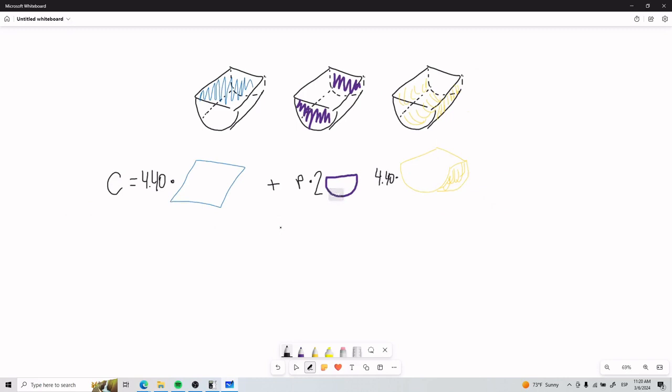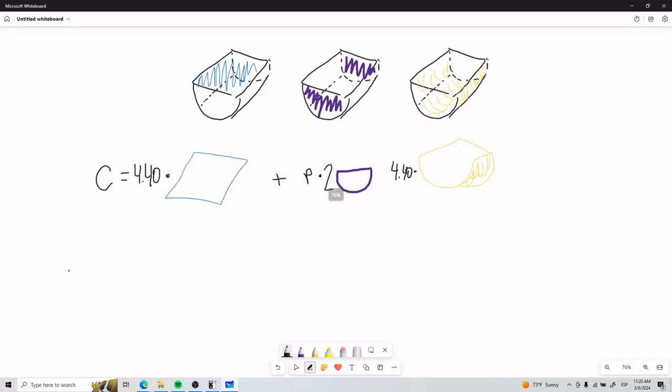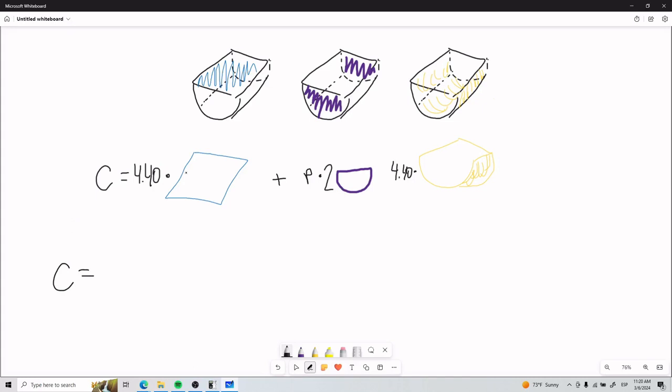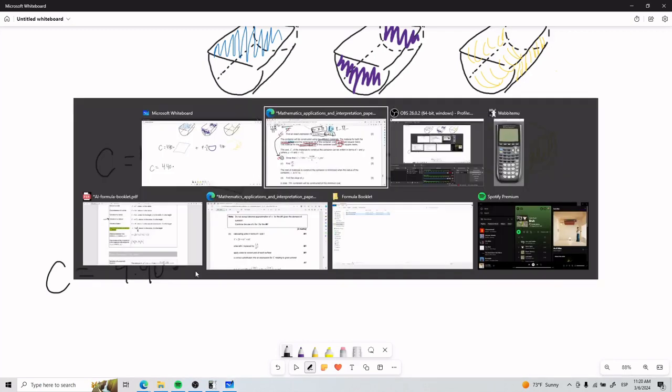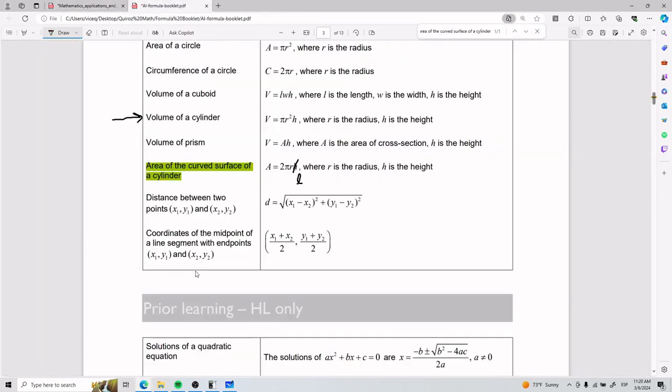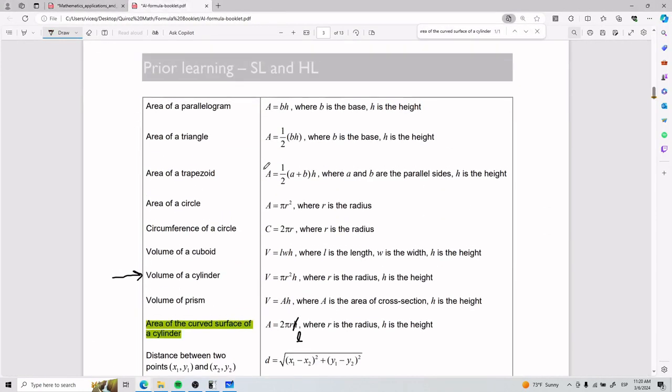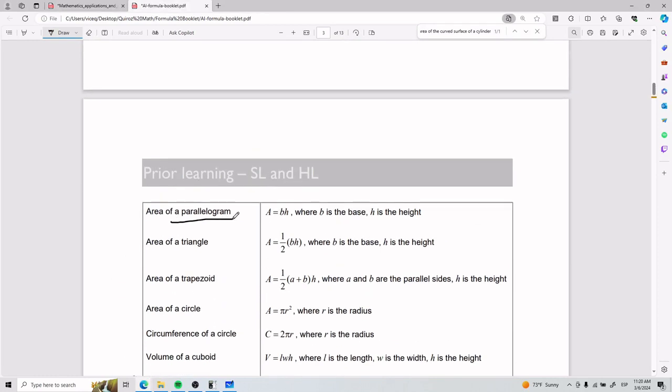All right, and so now I just need to dig into the formula booklet and try to find the area, so the surface area for each of these. See? So on the one on the left, well, I have 4.40 times the area of a rectangle. Now the area of a rectangle, right? And I'm pretty sure this is not in your formula booklet. So here you have area of a lot of stuff. Maybe parallelogram can kind of fit here. Whatever, it's base times height.